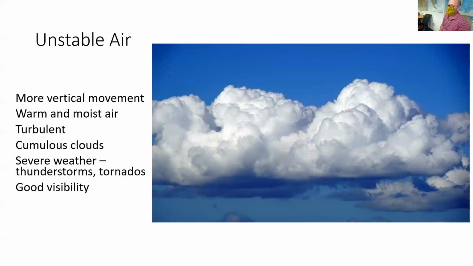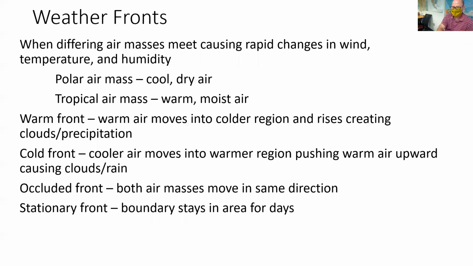Also, which may be counterintuitive, good visibility is what you would see, because the air is moving so fast that the humidity is being condensed quicker, and not all of it is spread throughout. So good visibility is also an indication of unstable air with the clouds, typically.